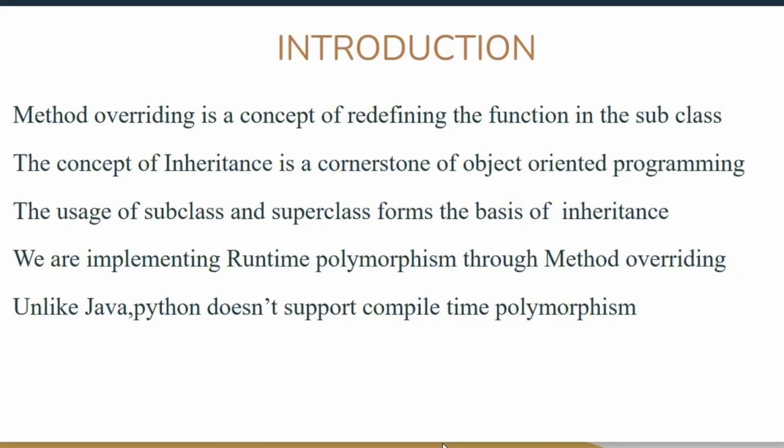The important benefit of method overriding is we can implement runtime polymorphism. There are two types of polymorphism. The first one is compile time polymorphism and the second one is runtime polymorphism. Python doesn't support compile time polymorphism because Python is a dynamically typed language.